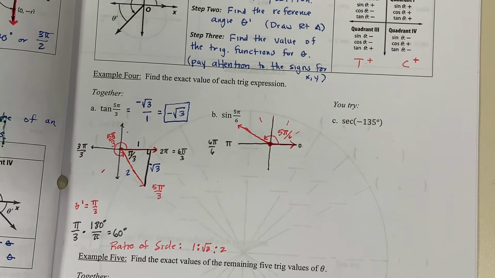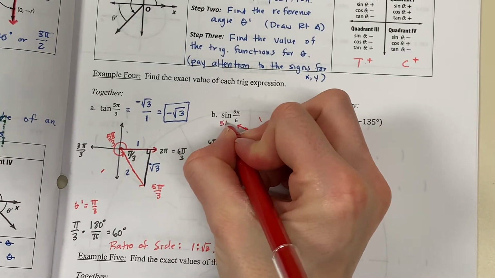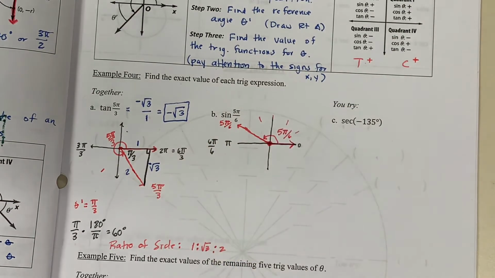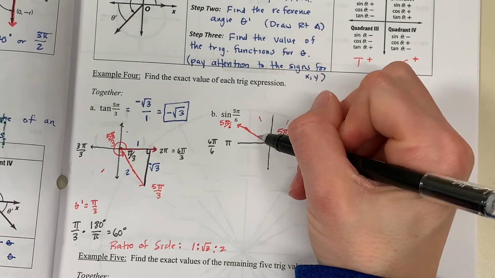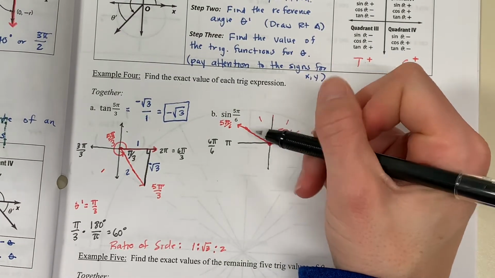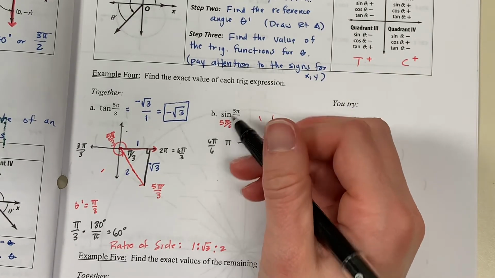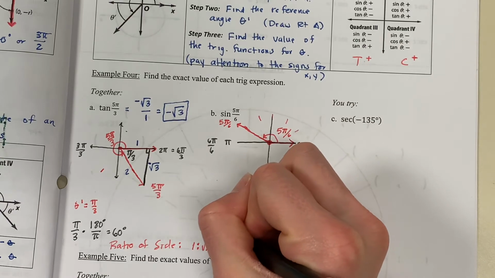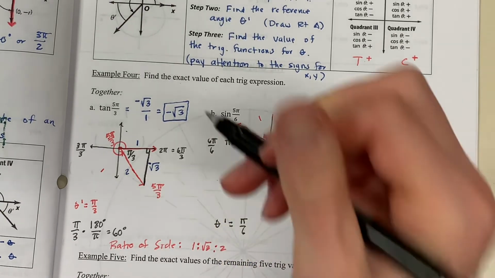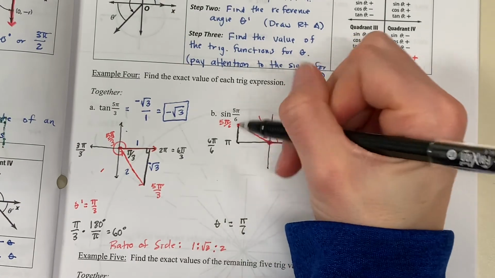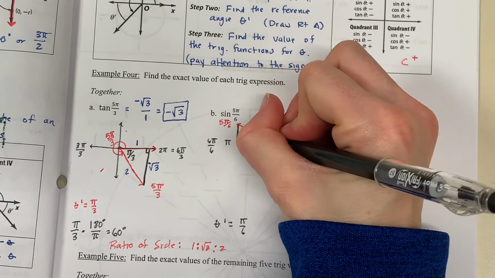Step number 2 is to find the reference angle. Again, this angle is 5 pi over 6. The reference angle is the angle between the terminal side and the x-axis. So I'm going to take the difference, 6 pi over 6 minus 5 pi over 6 is pi over 6. So I'm going to draw my triangle straight down, and my angle is pi over 6.